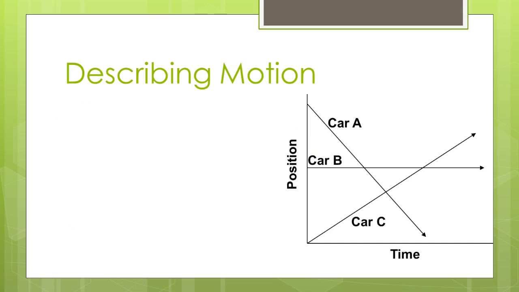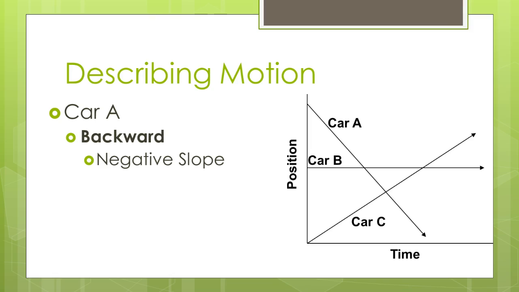Let's apply our knowledge to a position versus time graph with 3 cars. Car A is moving backwards. We know this because car A has a negative slope. The position is going down. It's going back towards the zero or the origin point on that graph. As time goes forward, position goes down.